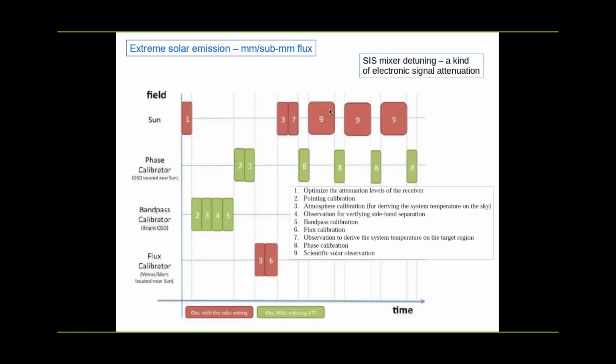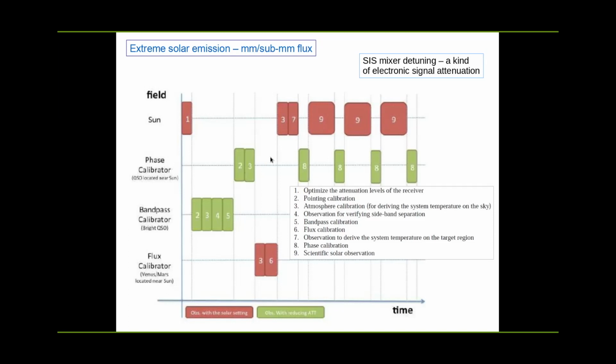But for the sun and for the flux calibrator, for which reason we always have to find a really strong flux calibrator, we have to attenuate the solar signal because it is way too strong, and the detectors would be saturated, right? So even before the data are digitized, we have to attenuate the signal electronically. This procedure is called SIS mixer detuning. We observe the flux calibrator and the sun with this attenuated setup, equivalent to putting a filter or attenuator into the optical path, while the phase calibrator is observed not attenuated.